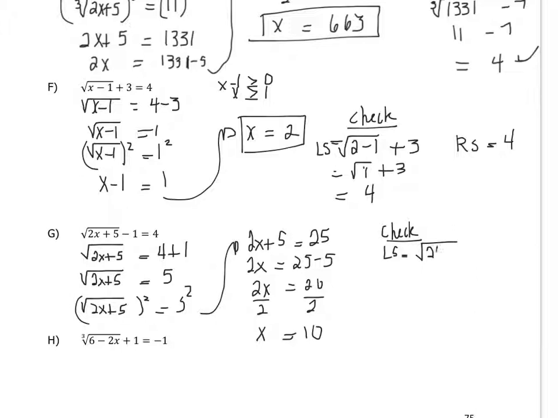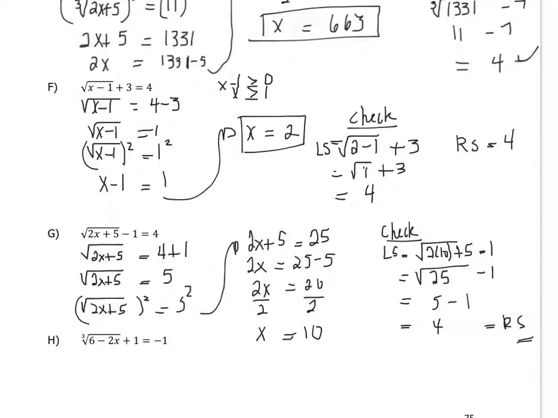So this is 2 times 10 plus 5, subtract 1. And that's going to give you the square root. 2 times 10 is 20, plus 5 is 25, and that's going to give you the square root of 25, which is 5. Take away 1, which is 4, which is what the right side of the equation equals, so we're done. And that is a solution.